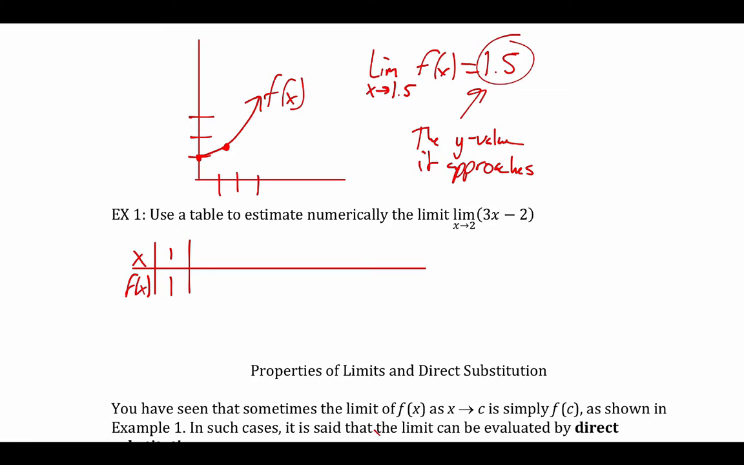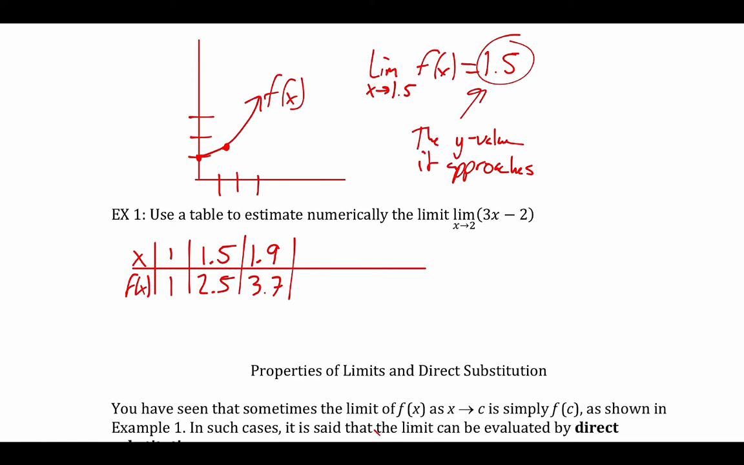Now let's say we plug in some non-integers. Let's say we do 1.5. Well, if we plug in 1.5, you get 3 times 1.5, which is 4.5, minus 2 gives us 2.5. Let's say we plug in 1.9. So we get 3 times 1.9, which is 5.7, minus 2, which gives us 3.7.